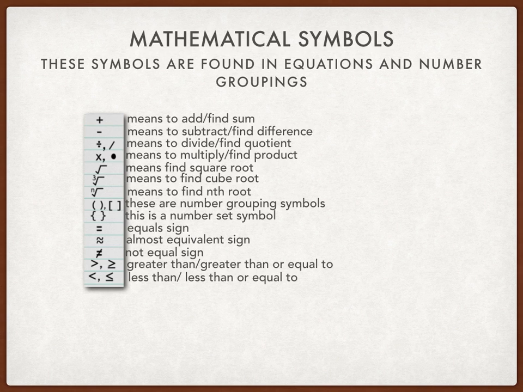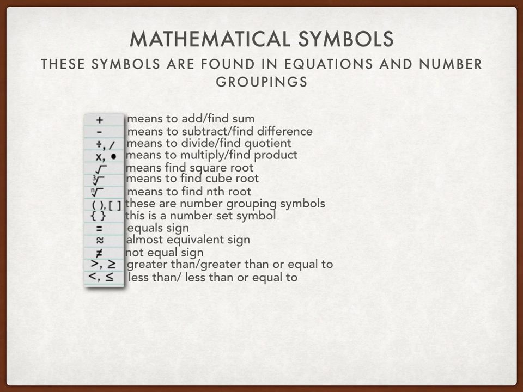The equal sign means that the equations are equal on both sides. The squiggly equal sign means that the equation is almost equivalent. And an equal sign with the slash through it means it is not equal.